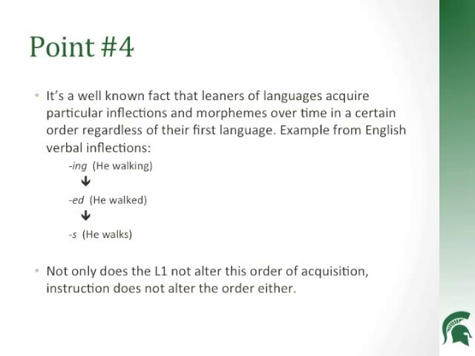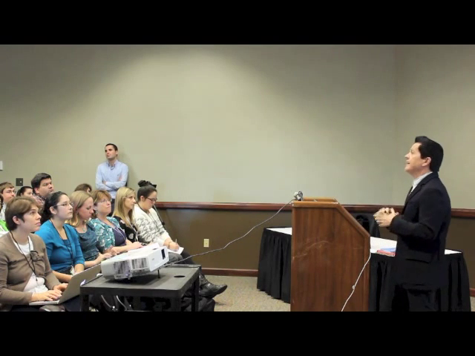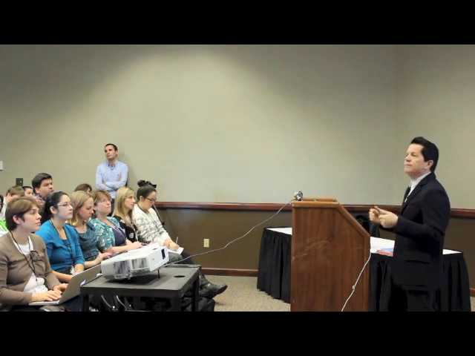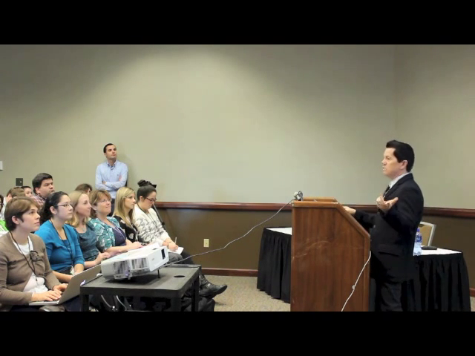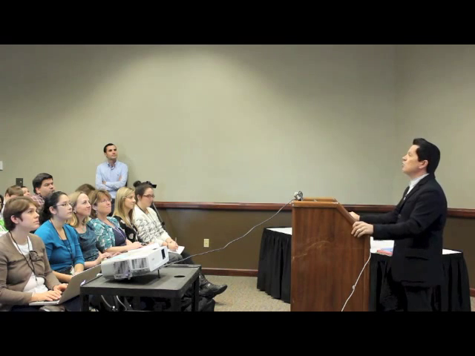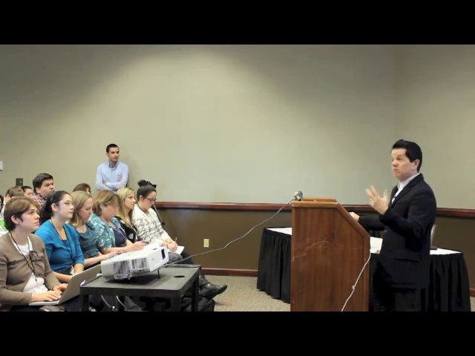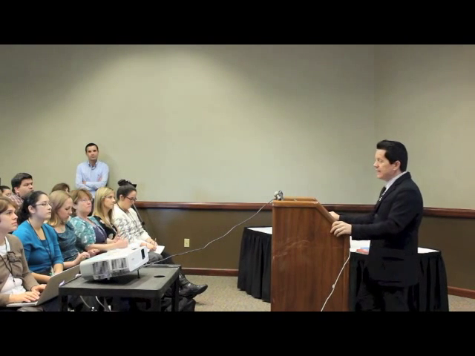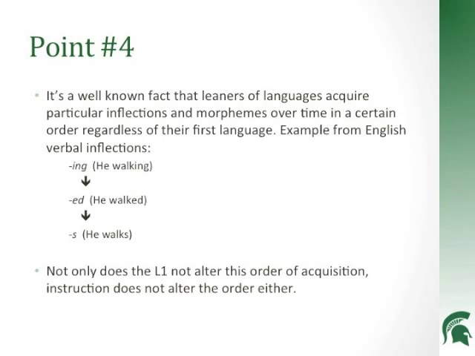Aside from those stages of learning, there's also the fact that learners acquire particular inflections and morphemes over time in a certain order, regardless of their first language. We're taking an example from English because that's a language we all speak. The first thing learners get control over is "-ing." Like "he walking." What's he doing? "He walking to school." The next thing they get control over, and by control I mean really good control, a high degree of accuracy, is the simple past tense. What did he do? "Oh, he walked to school." And the last thing they get is "-s." What does he do every day? "He walks to school." So they get "-ing" first, that comes in relatively soon.